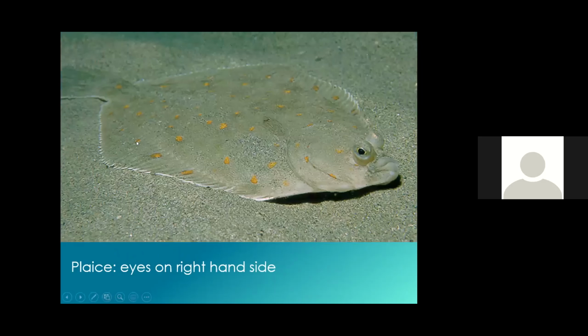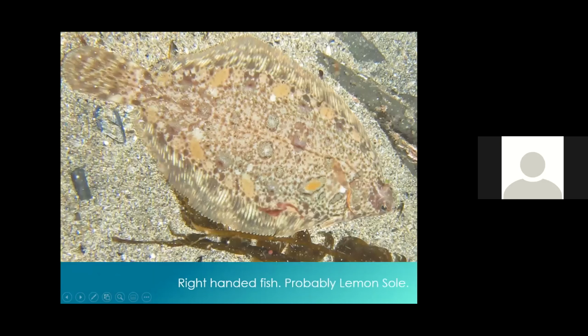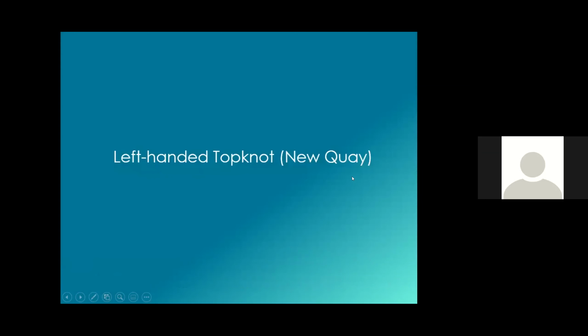So this is a right-handed fish. If you imagine holding up your hand at the right-hand side, this is the gill cover, the mouth. So that is a right-handed fish, and then the red spots give it away. But this one is also a right-handed fish, and it's probably a lemon sole.